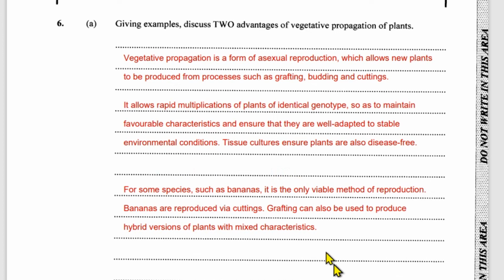You could also use grafting to mix the alleles of two fruits, for example, or two crops. So you have some oranges, you have some mangoes that the variants are actually produced by grafting one stem on the other. I'll put up a little diagram to show you what grafting is. Grafting can also be used to produce hybrid versions of plants with mixed characteristics. You can't really rely on mixing of alleles via gametes because there's no gametes involved in asexual reproduction.